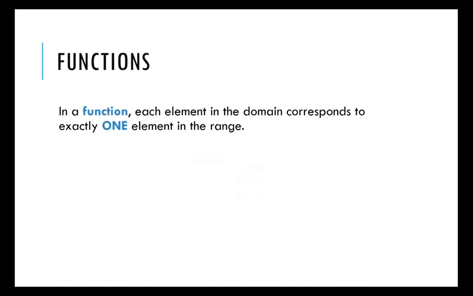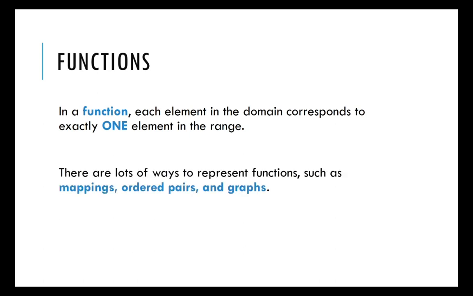Then we get these things called functions. In a function, each element in the domain corresponds to exactly one element in the range. And so a function is a correspondence. It is a relation, but it's a specific type of relation where, once again, what's written here is true. Now there are lots of ways to represent functions, such as mappings, ordered pairs, graphs. We're going to look at all of them.